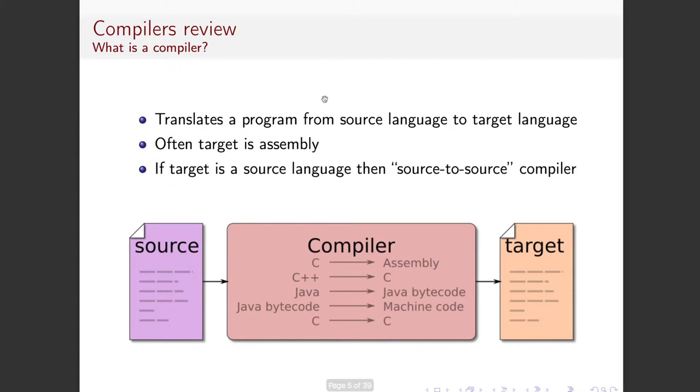So, let's go through the stuff you should know already. All right, well, we are dealing with compilers. What is a compiler? Do you know what a compiler is? Okay, what is a compiler? Don't read that. You're going to read it off the board, aren't you?